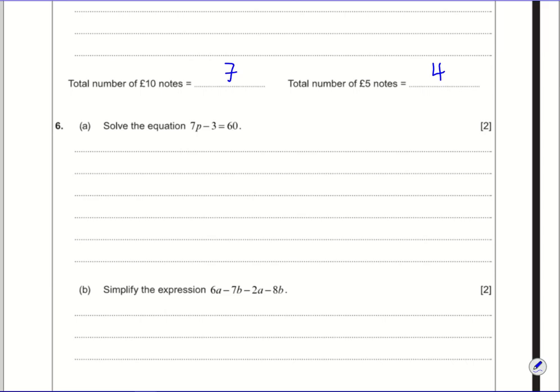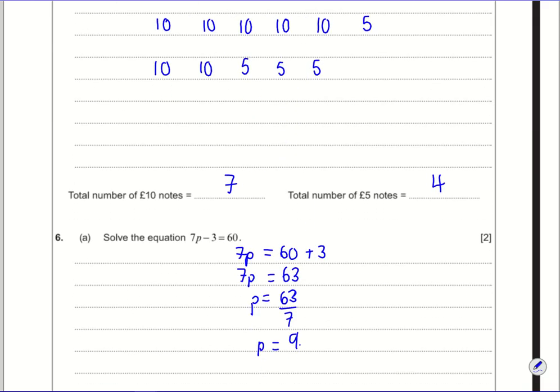And then we've got a tiny bit of algebra here for question 6. So the first one is solving an equation. Golden rule for solving an equation is you've always got to work backwards and do the opposite. So the first thing we're going to do is add 3 to the 60. So that gives us 63. And now that's good news because our next step is to divide by 7, and 63 does divide by 7. 63 divided by 7 is 9. So P must be 9. Okay, work backwards, do the opposite.